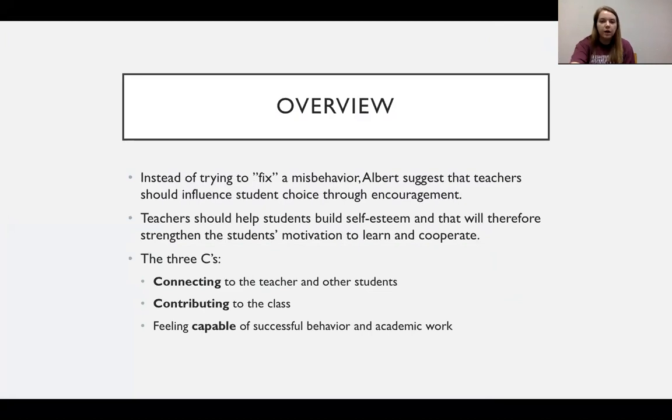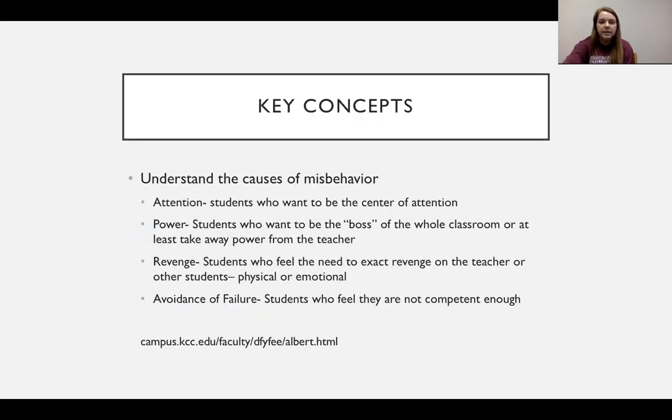So, kind of an overview, instead of trying to fix it, Albert suggests that teachers should influence student choice, and she talks about the 3 C's: connecting to the teacher and other students, contributing to the class, and feeling capable of successful behavior and academic work. Following these 3 C's helps us to build influence and self-esteem for the students, which strengthens the students' motivation and helps them learn and cooperate. A few of the key concepts to this theory by Albert is that we understand the causes of misbehavior.